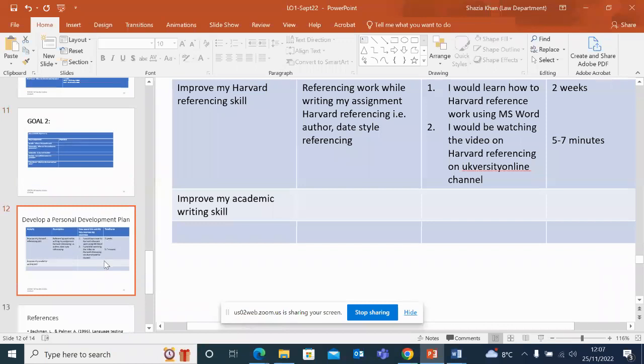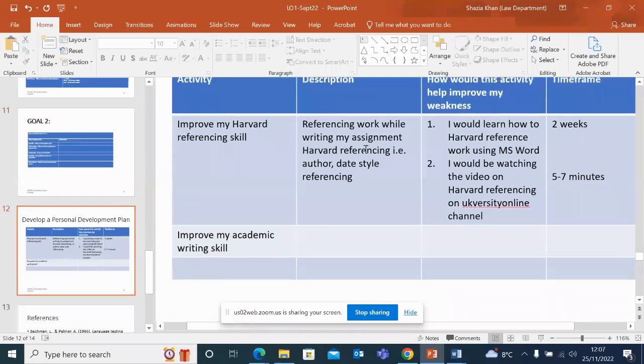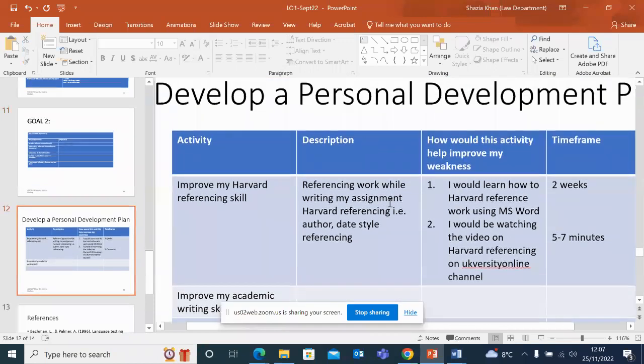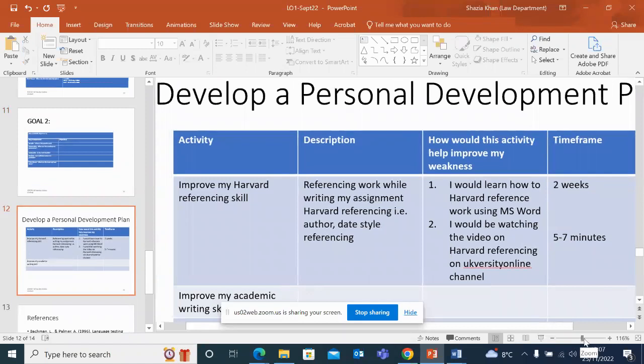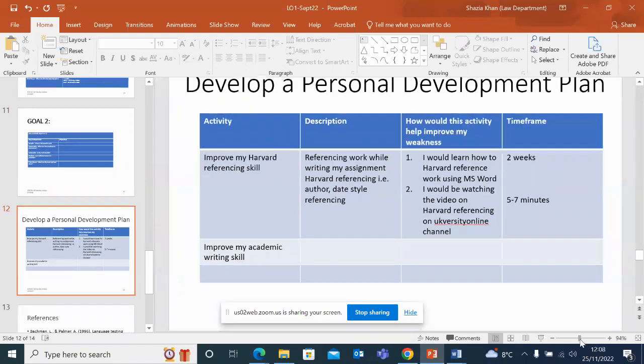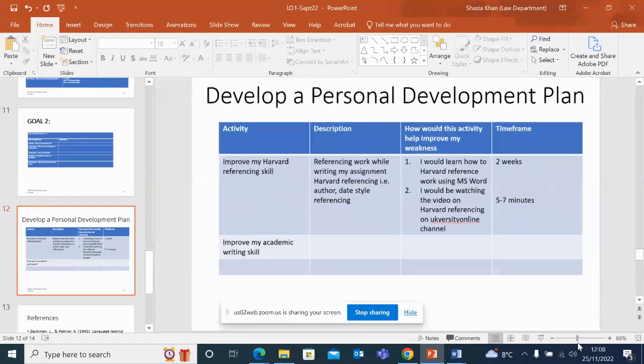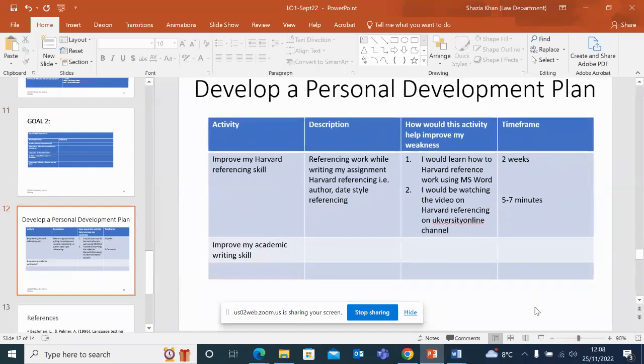So the next one is to develop, let me just get this a bit smaller, maybe this. Can you see this? Yes, can you see that's it? Yeah, yes, that's okay.